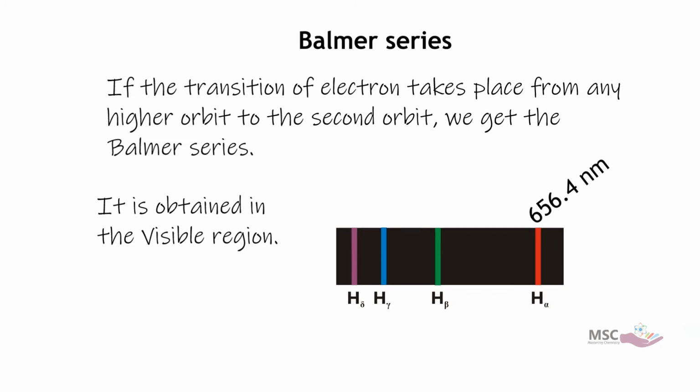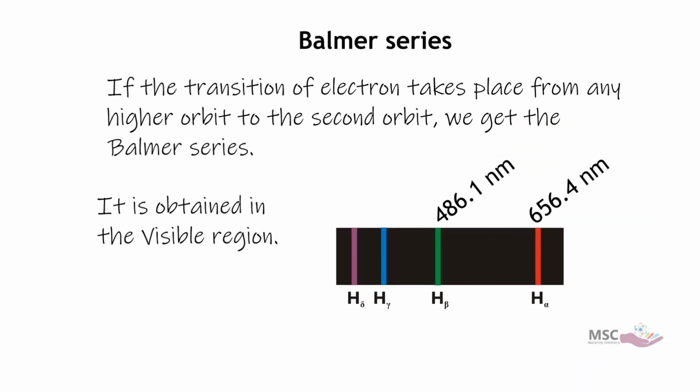The second line is identified as H beta and it is green in color. I think you remember we calculated the wavelength for the electromagnetic radiation emitted when an electron transits from the fourth energy level to the second energy level. And we got that value as 486.1 nanometer. Actually, it is H beta. Wavelength of this line is 486.1 nanometer.